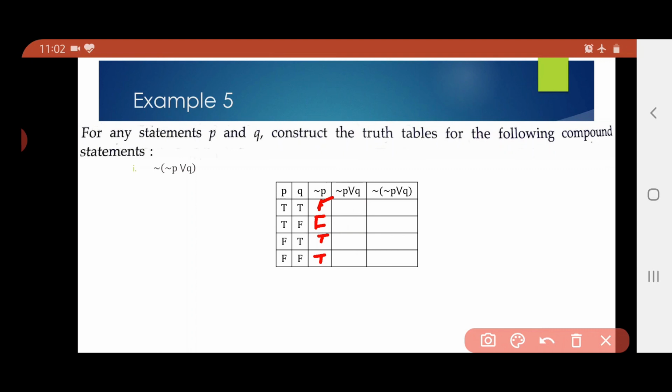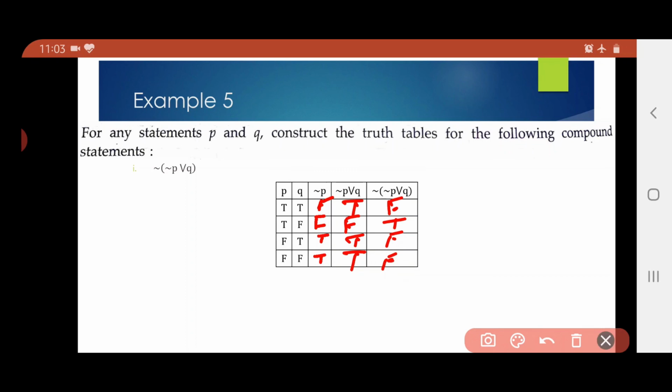In case of disjunction, we know that if one of the values is true, then the whole value is true. So therefore, in the first case, one of the values is true, so it is true. Here both the values are false, so it is false. Here both the values are true, so definitely true. And here also one of the values is true, so it is true. Right? And then again, we have negation of that. So whatever you have done here, we have to just reverse it. So it will be false, it will be true, it will be false, and it will be false once again.